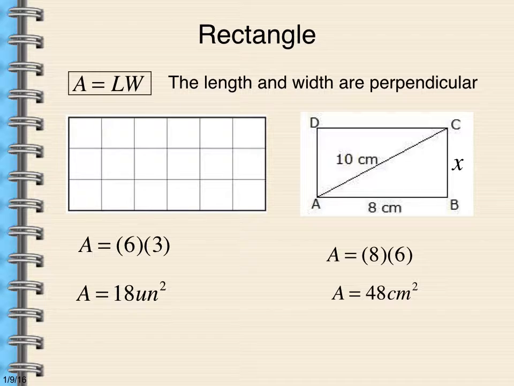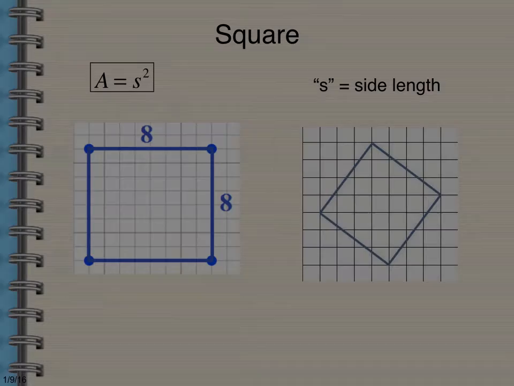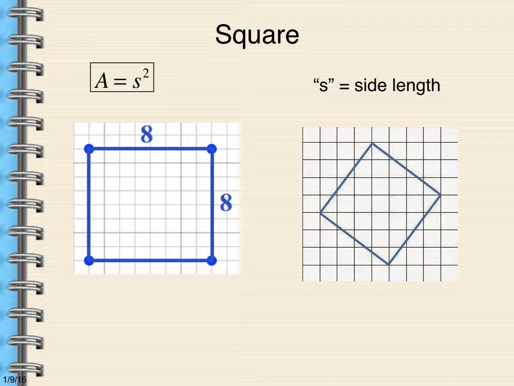Next, we'll look at a square, which is a specialized kind of rectangle. The formula is simply area equals side to the second power. So to find the area of this first square, we're just going to square the number 8. We get 64 square units. If I were to count all those little unit squares inside of that figure, there would be 64 unit squares inside.